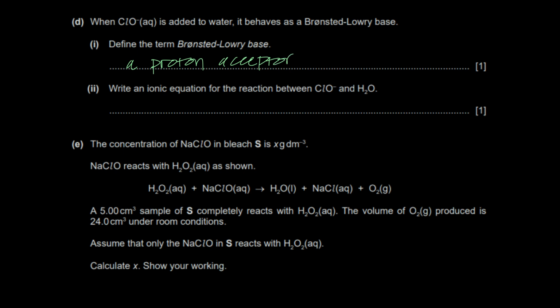That's it. Write an ionic equation for the reaction between ClO minus and H2O. We've already done this in chapter number 4. ClO minus reacting with H2O. What exactly happens? The H2O gives it a proton and it becomes HClO, which also is responsible for killing bacteria in swimming pools, right? We all know that. And then you end up with OH minus, because obviously H2O gave a proton, so it's going to be left with a negative charge. And what are the state symbols? He's not asked us the state symbols, but if you were to write state symbols, this is aqueous, this is liquid, this is aqueous, and this is aqueous.